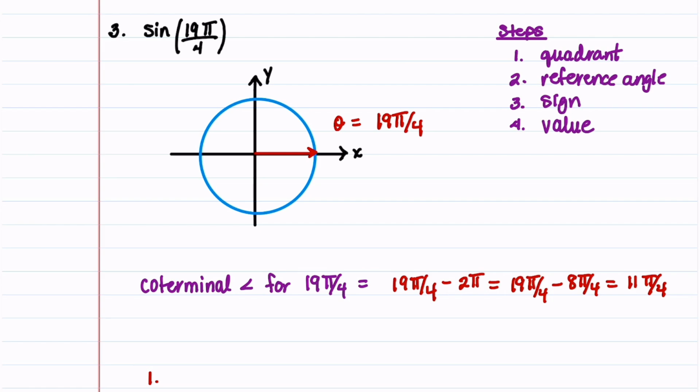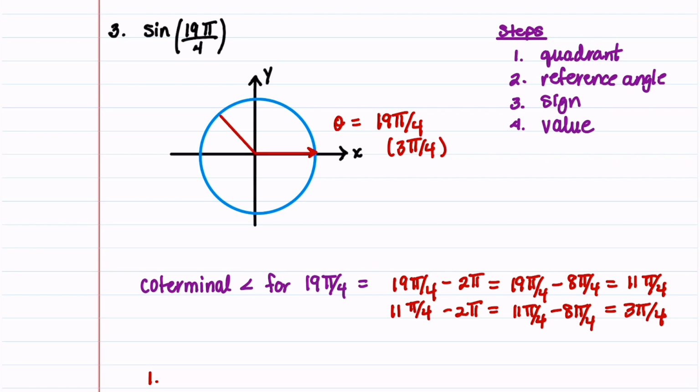That is still bigger than 2 pi, so we're going to do it again. Now we take 11 pi over 4, subtract 2 pi, so that's 11 pi over 4 minus 8 pi over 4, and we get 3 pi over 4. Great, that is our coterminal angle. So let's put in parentheses, this is like 3 pi over 4. Let's go ahead and plot theta. An angle of 3 pi over 4 looks like this, and you can see it's located in our second quadrant.